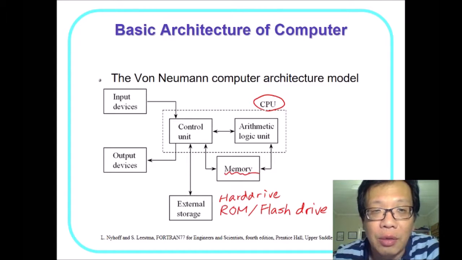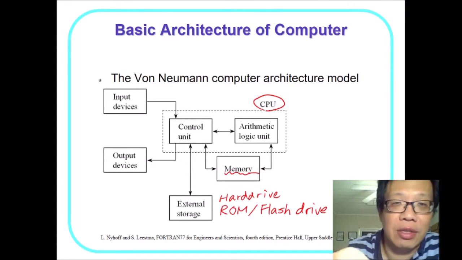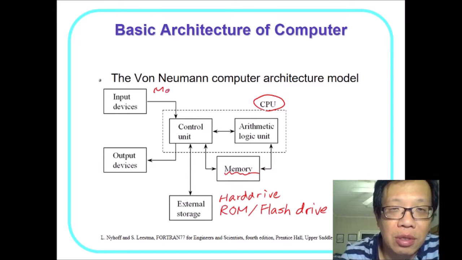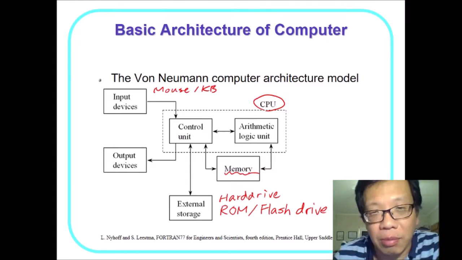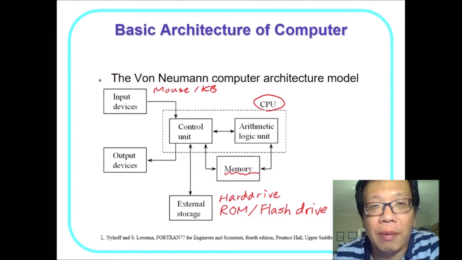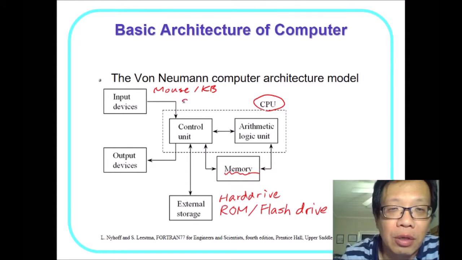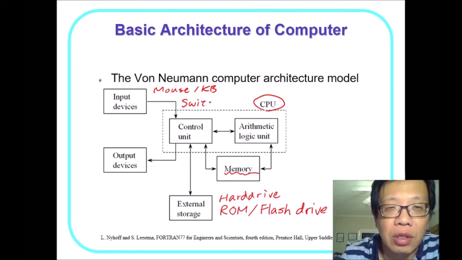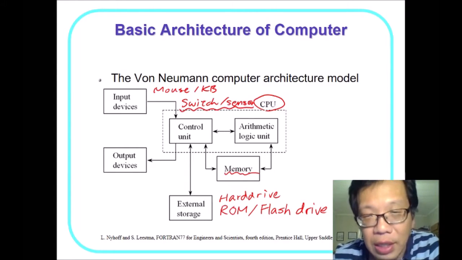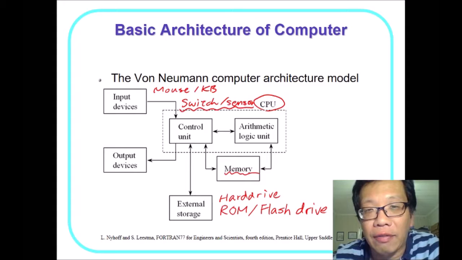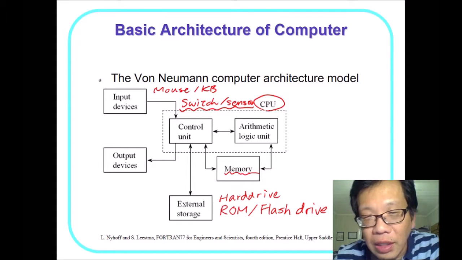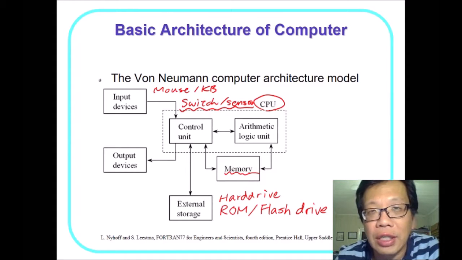In addition to that, we have some input devices such as a mouse and keyboard on your desktop. But if we are talking about a microprocessor, normally we're talking about a switch or sensor. Those two things are something we're going to learn in this class. And of course, a computer usually needs to interact with people or the external environment.